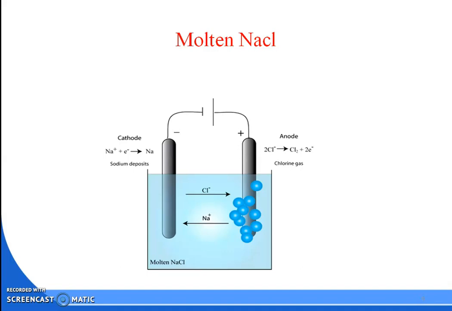So Cl minus, 2 Cl minus gives Cl2 plus 2 free electrons, that is it releases chlorine gas, and hence at cathode side also Na plus accepts one electron and becomes Na. So this is the chemical process, how it works.